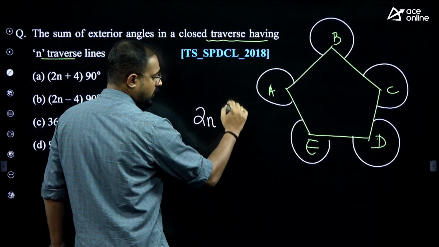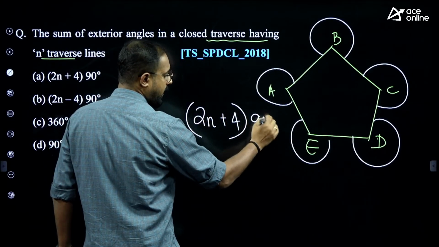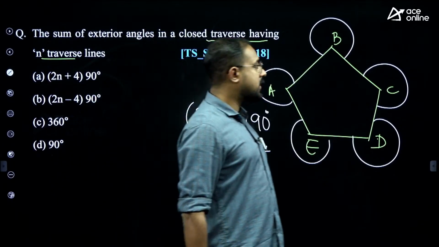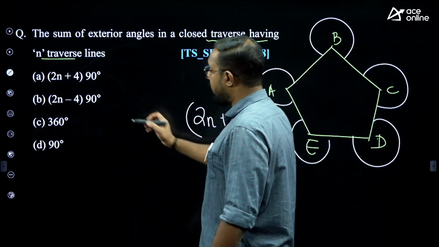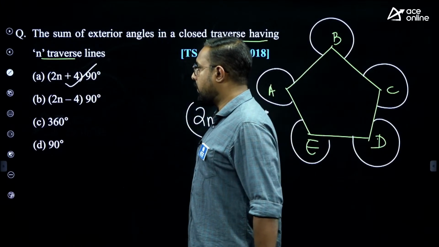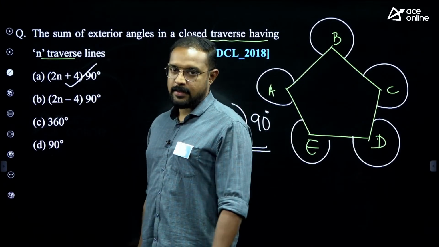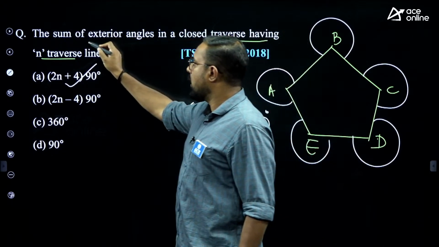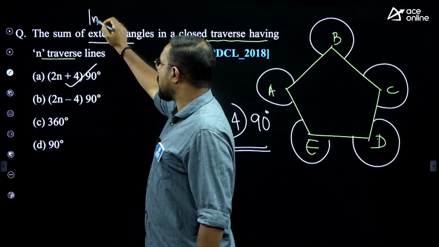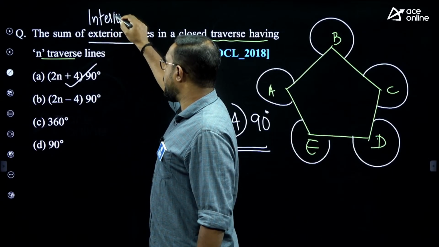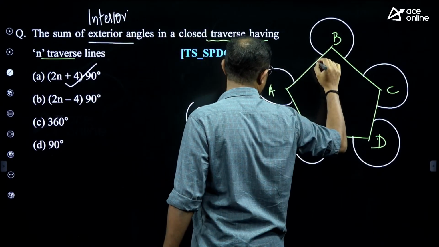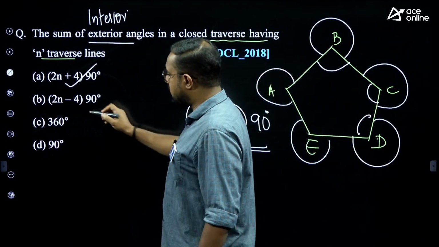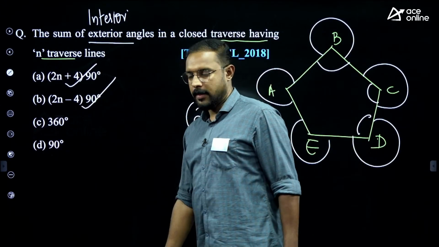2n plus 4 into 90 degrees. That is the correct answer. 2n plus 4 into 90 degrees, that is the sum of exterior angles. Do we have an option? Yes, 2n plus 4 into 90 degrees. Answer A is correct. Instead of exterior angle, if they ask you for interior angle, what is the interior angle? This is your interior angle. These are all interior angles. Then the answer would be 2n minus 4 into 90 degrees.